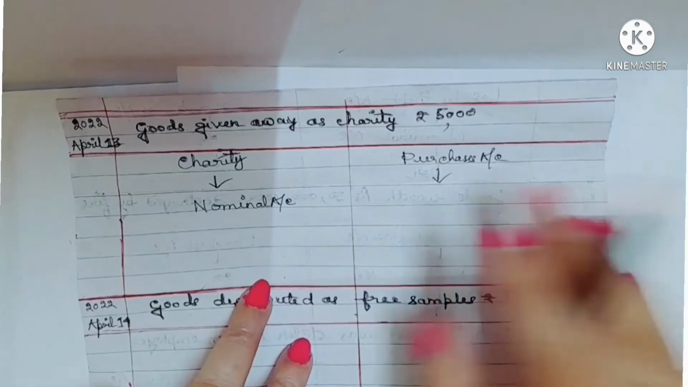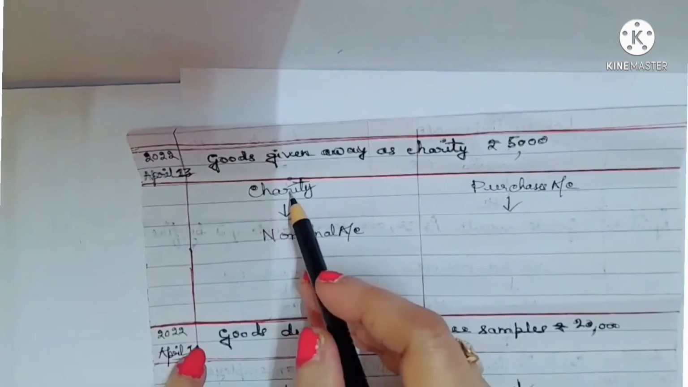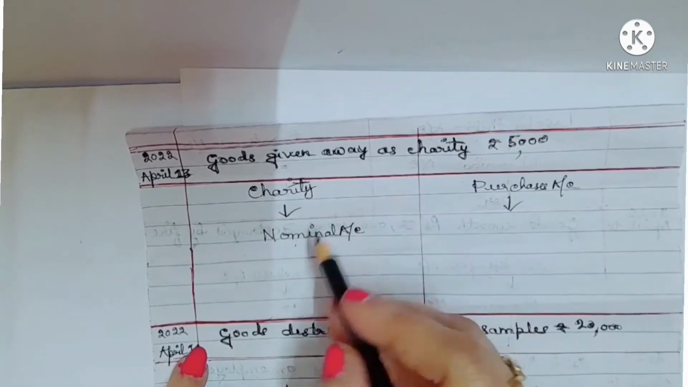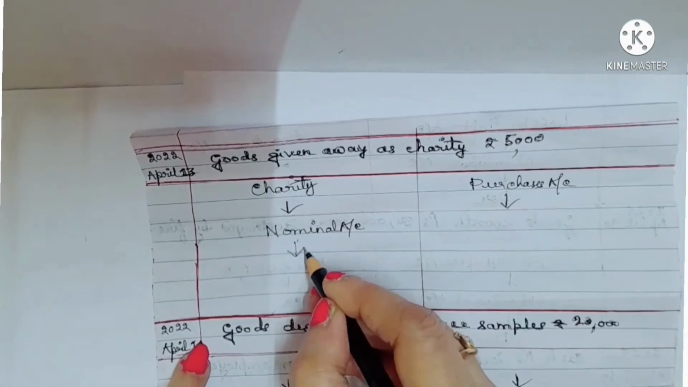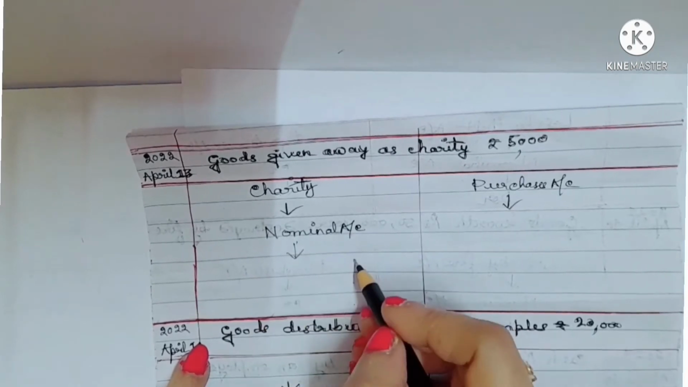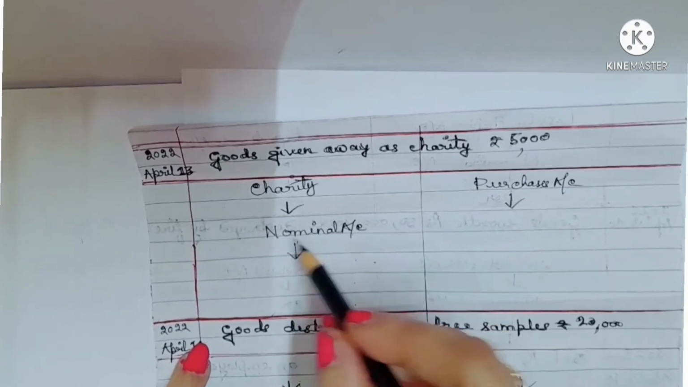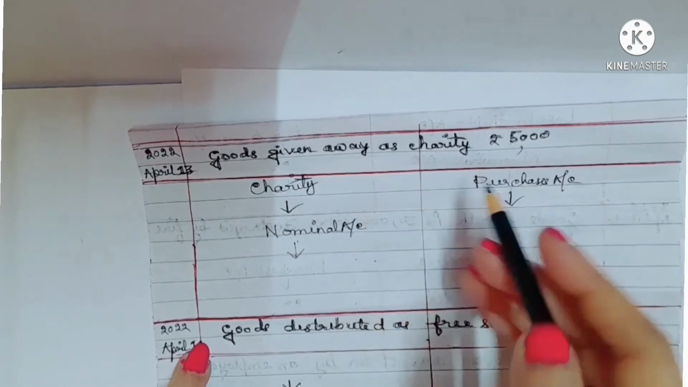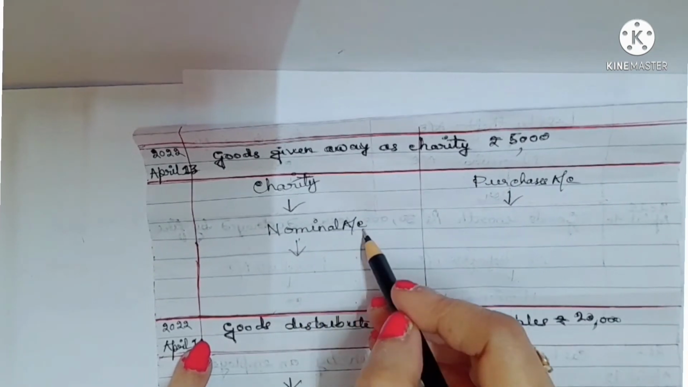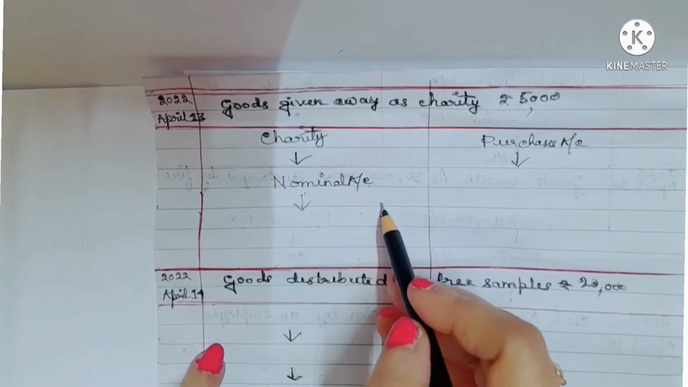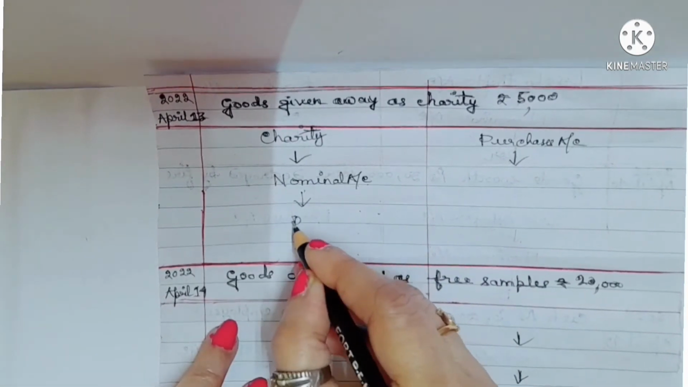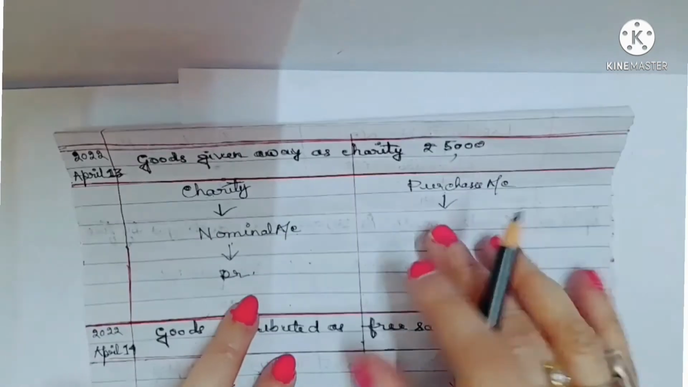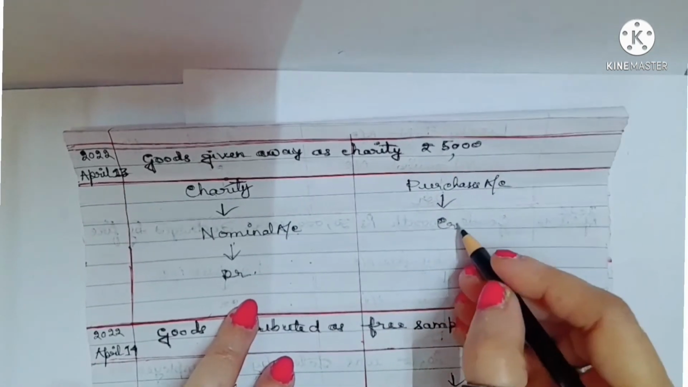Charity falls under nominal account. When goods are given away as charity, it is an expense of the business. According to nominal account, all losses and expenses are debited. So charity account should be debited. Purchases account will be credited.